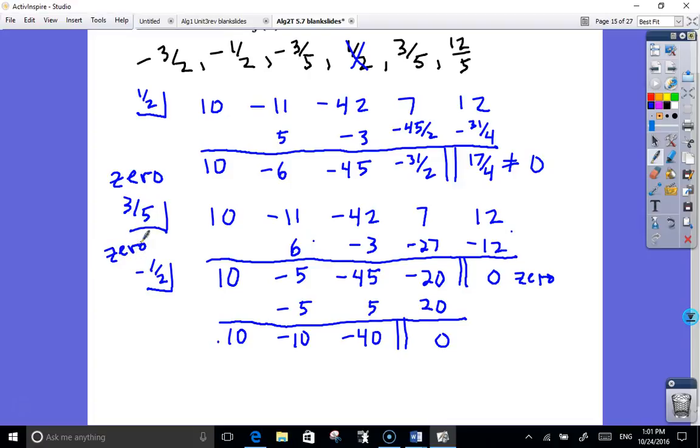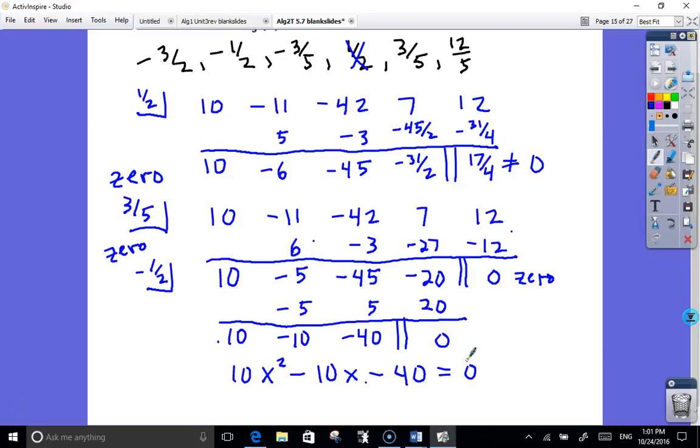Now, what we've got left is a quadratic, right? We went from quartic to cubic, and now this is 10x squared minus 10x minus 40. So essentially what we're doing now is we're trying to solve that equation. And the thing is, we don't need to test a bunch of rational zeros anymore. Now we can just use the quadratic formula. And that'll find the zeros even if they're not rational.